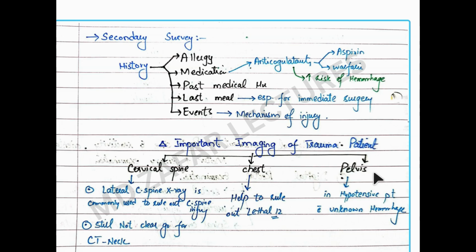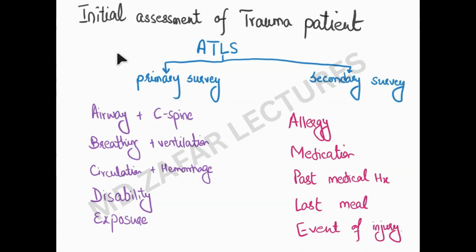In pelvis trauma, an X-ray pelvis can help us identify any visible pelvic fracture. If we are suspecting pelvic trauma and the patient is hypotensive, with an unknown source of hemorrhage, then we will not proceed with the CT scan, but we will proceed with the actual management, which I will explain in the pelvis trauma management section.